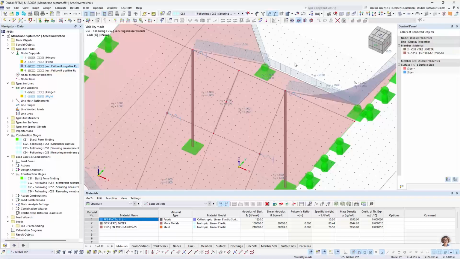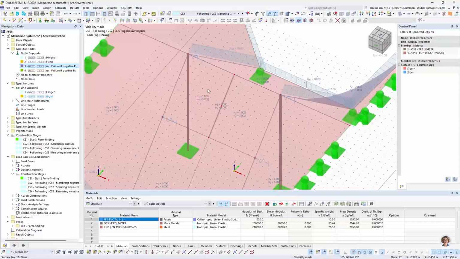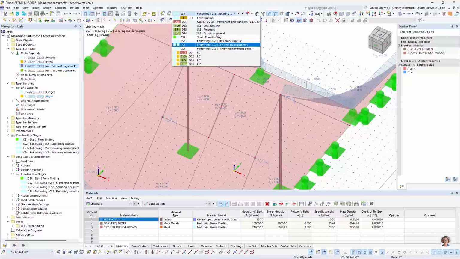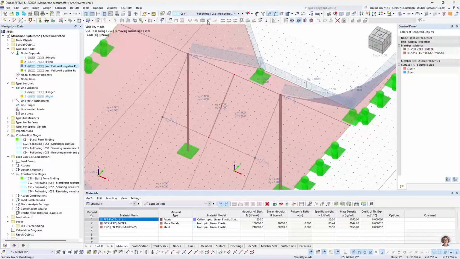Good. Then everything is set up for finalizing the construction stages. Of course, we could now take a look at what happens also in the last, or maybe in the third and fourth step. So the third is the securing stage, and then we have the removement stage. When this stage is happening, there will be people on that roof. So we could now add a load case, for example.